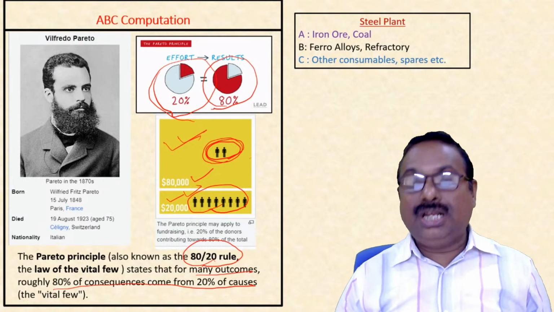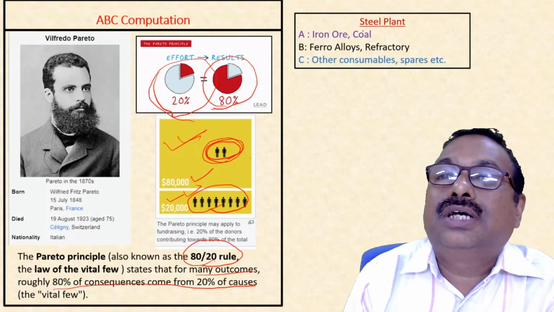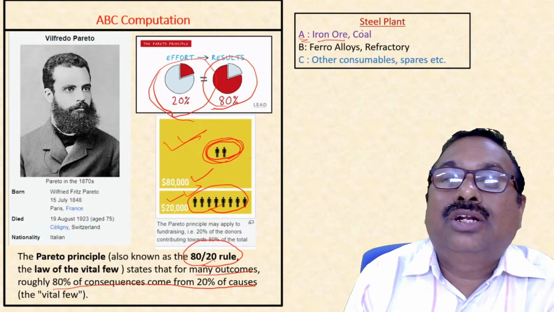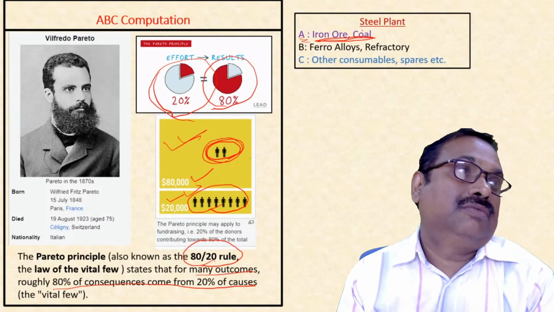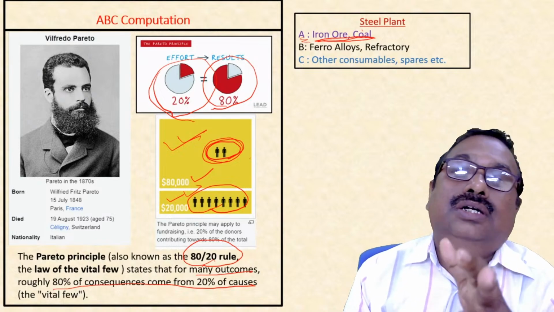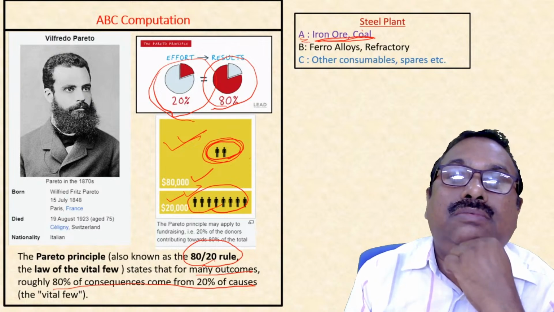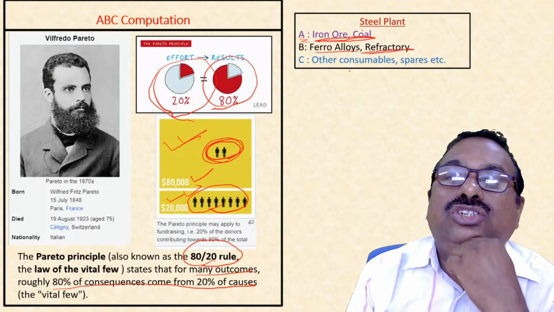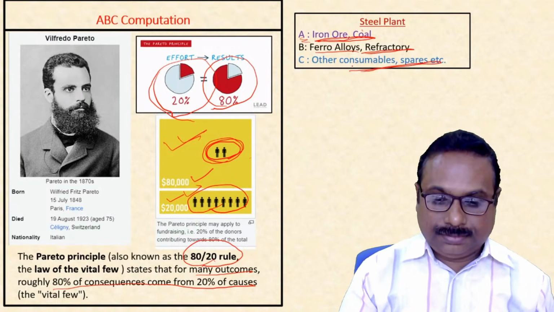So in the case of a steel plant, if we classify the ABC items, the A items are iron ore, coal, etc., because these are the main vital and valuable products. B are ferroalloys, refractory, etc. Other consumables and spares come under C. ABC.